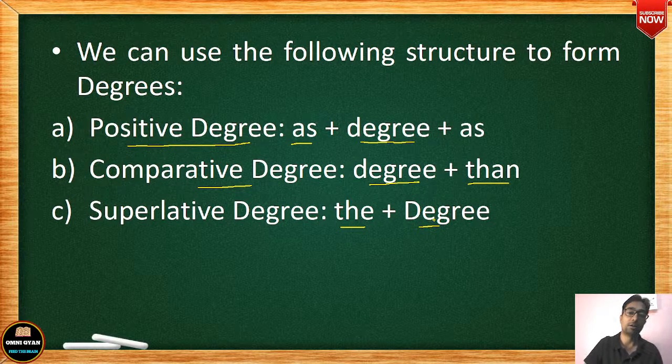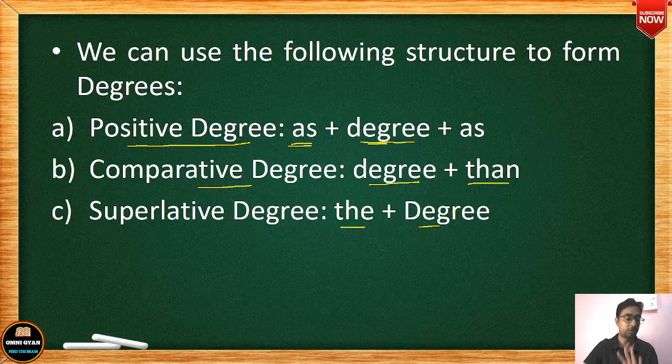ठीक है, ये आपको याद रखना है. You have to remember this thing in mind, that for positive degree you have to use as plus that particular degree, and then again as. In comparative degree you have to use degree, after that you have to use than and then. Okay, and in superlative degree you have to use the, article the, and then that particular degree.